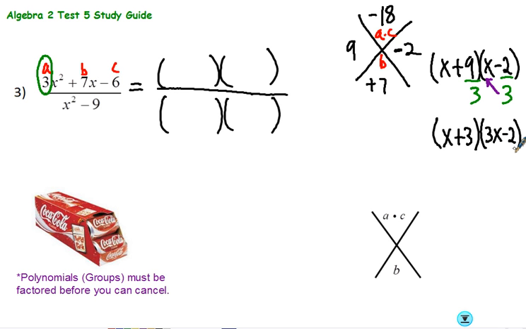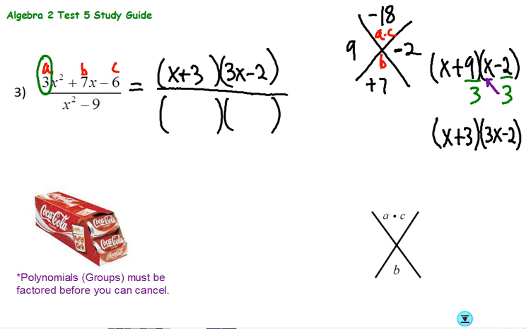So again, all of this that I did over here was just my scratch work to come up with this, which would be x plus 3 times 3x minus 2. By the way, how can I check to see if this is correct or not? Well, multiply it out. X times 3x is 3x squared. 3 times negative 2, negative 6. And then negative 2x plus 9x would give you 7x. That's one way that you could check that.